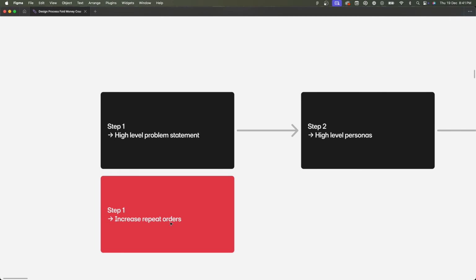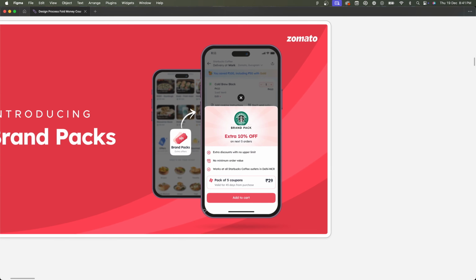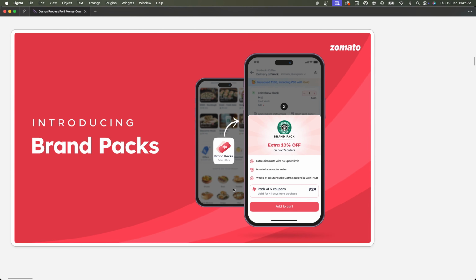It's not always engagement and retention. Yes, they are always going to be affected in some shape or form, but you need to come to the closest metric possible for every project you're working on. So in this case, this would increase repeat orders because then people would buy these brand packs and they would come back and order from the same cafe or restaurant multiple times again and again. And not just that, the most important thing to understand here is that this may not work for every restaurant.